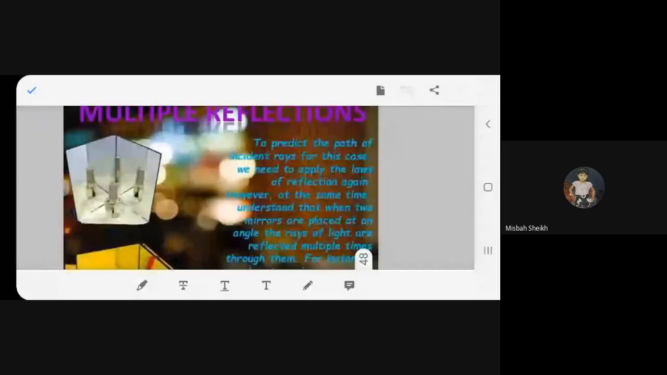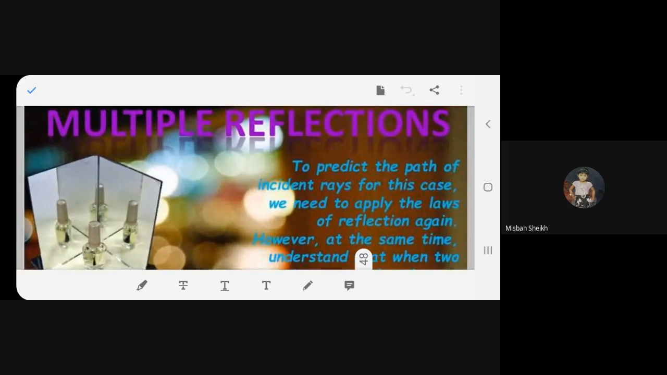Now we'll talk about multiple reflections. Please read. Ma'am, can I read? Yeah, sure. Give me your name and start reading.